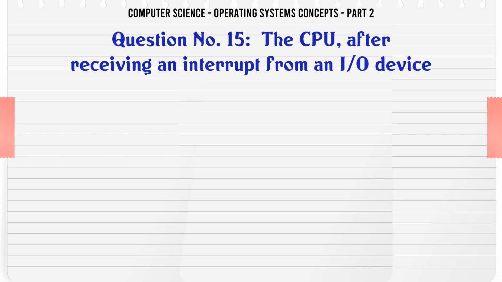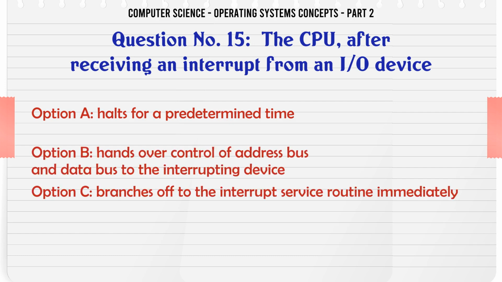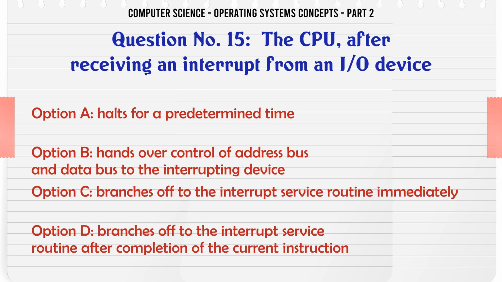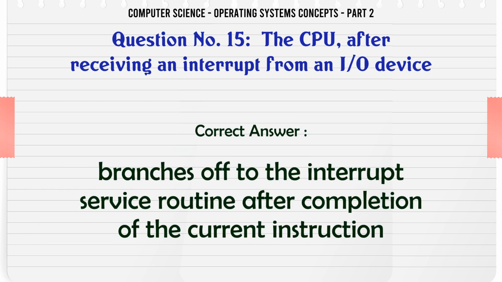The CPU, after receiving an interrupt from an I/O device: A. holds for a predetermined time, B. hands over control of address bus and data bus to the interrupting device, C. branches off to the interrupt service routine immediately, D. branches off to the interrupt service routine after completion of the current instruction. The correct answer is branches off to the interrupt service routine after completion of the current instruction.